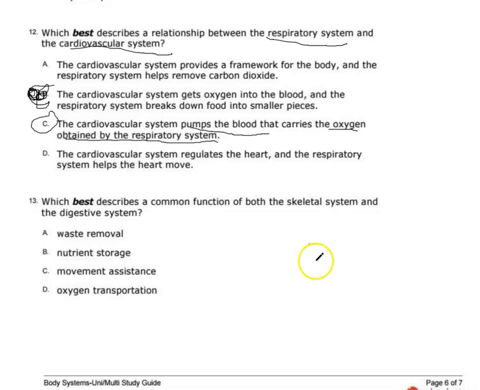All right, number 13. What best describes a common function of the skeletal system and the digestive system? What in the world do those two have together? Aubrey. She says A, waste removal. Does the skeletal system have anything to do with removing waste? Excretory system, sure. Circulatory system, respiratory system, they remove waste, but the skeletal doesn't. You store nutrients in your bones, and your digestive system helps you get and store nutrients as well. That's B, my bad, not A.